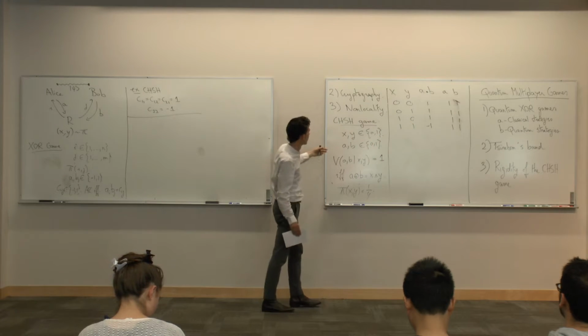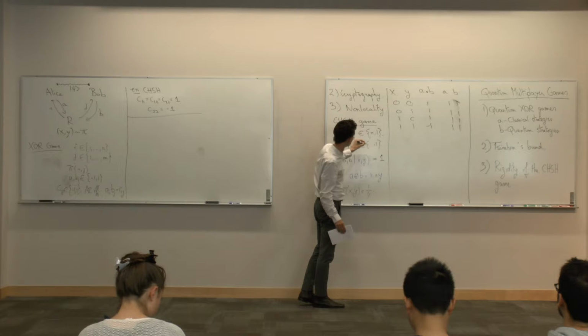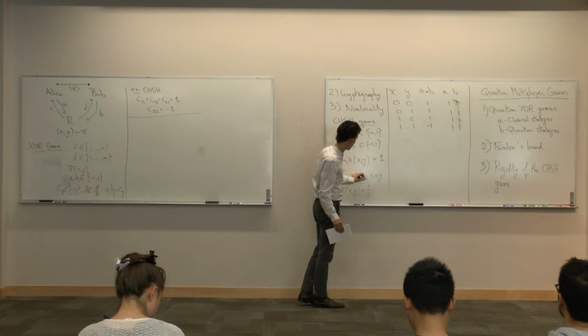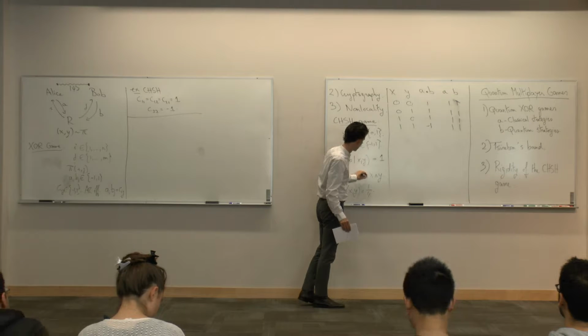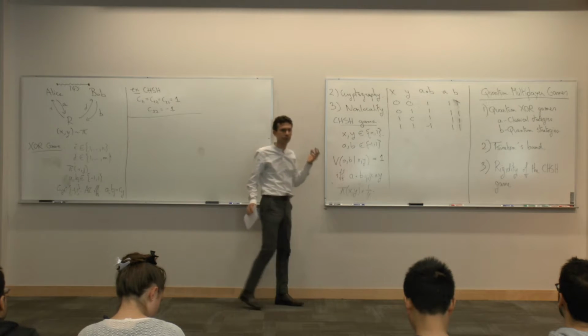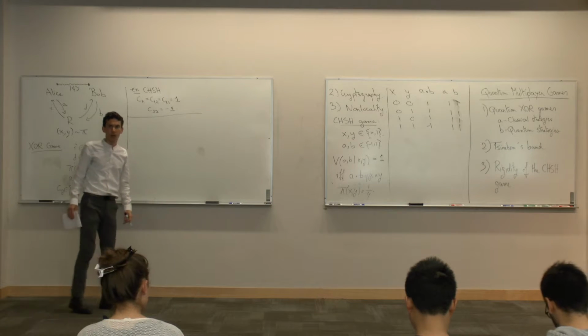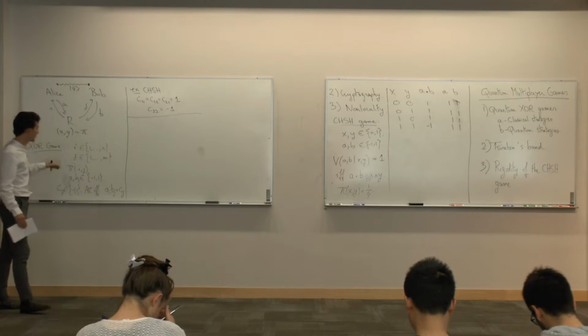Maybe I should have done that from the start. So now we're just looking at answers in minus 1, 1, and the product should be equal to minus 1 of the answers. Change the notation. Okay, so this is the specification of the next game.